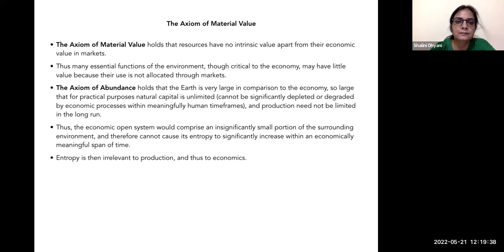If you see this axiom in depth, you will understand that this also means that if you don't have coal, maybe we will have some alternative resources. We will have solar or wind to run this planet. So we will have certainly some source of energy to run this planet. So the economic system should comprise an insignificantly small portion of the surrounding environment, and therefore cannot cause its entropy to significantly increase within an economically meaningful span of time.